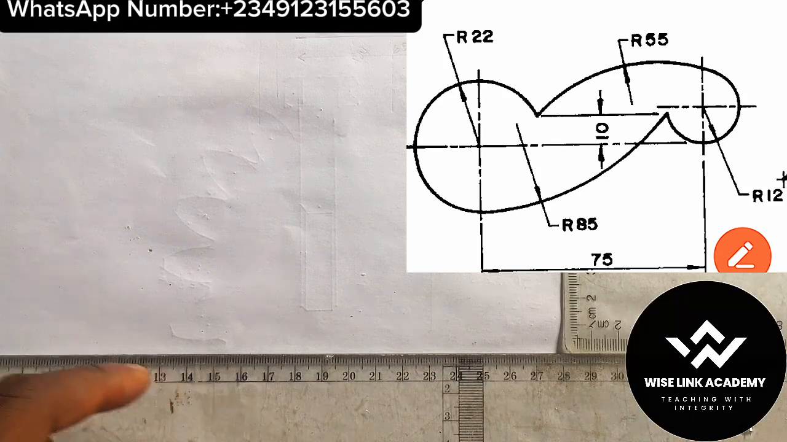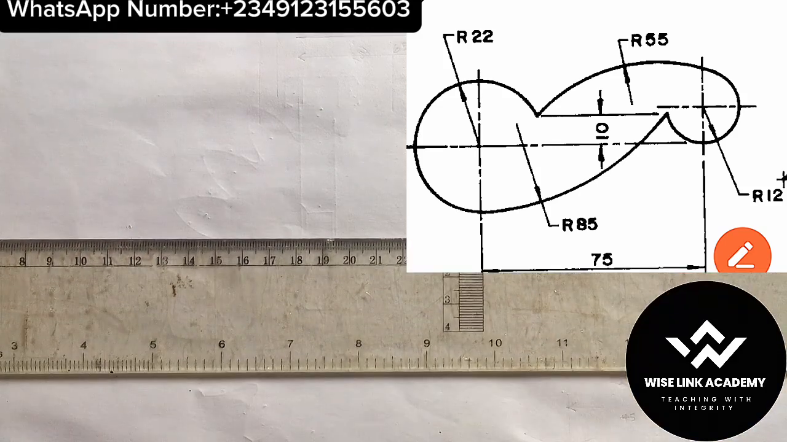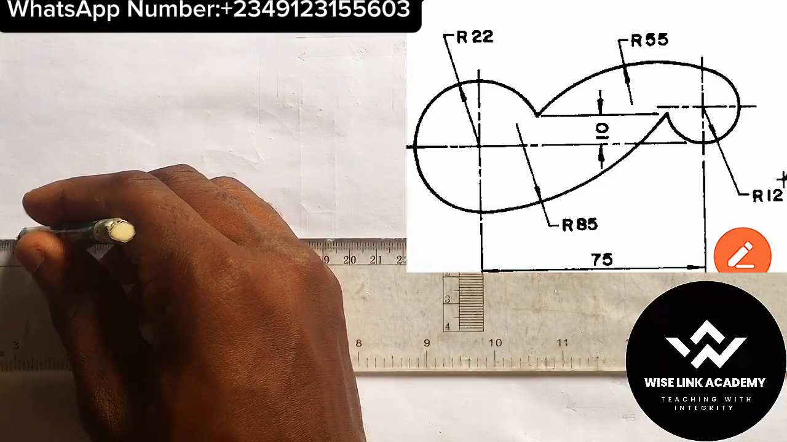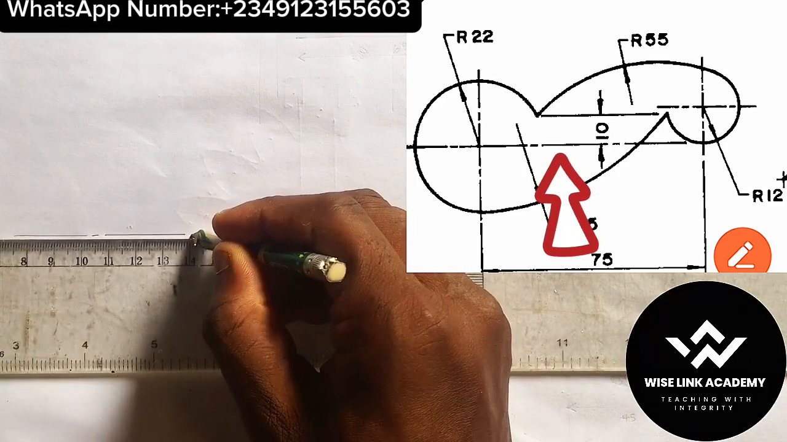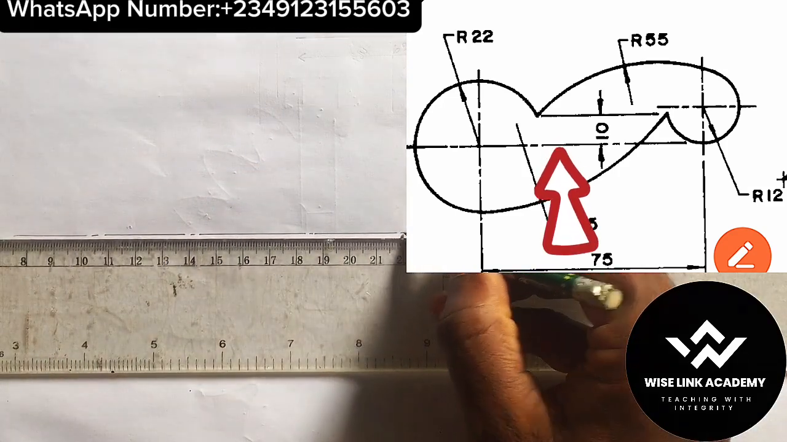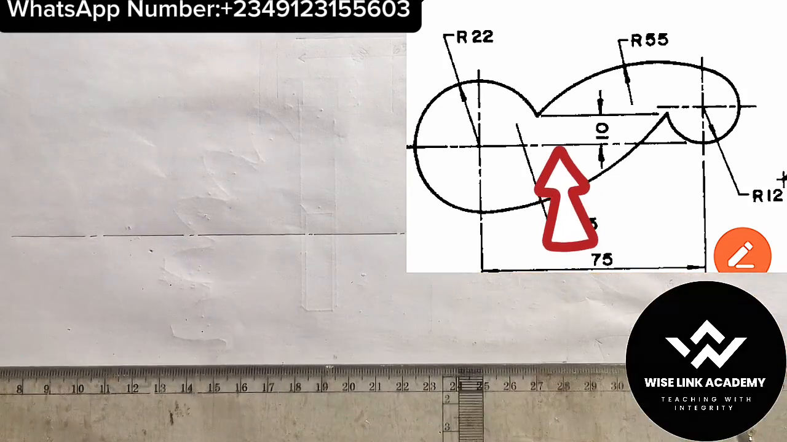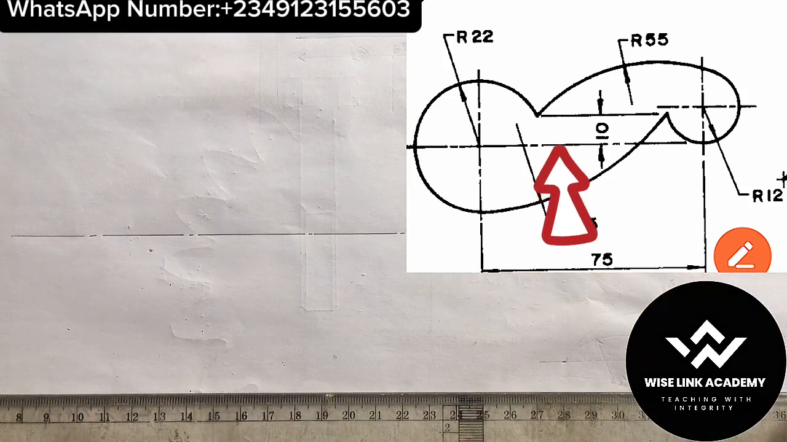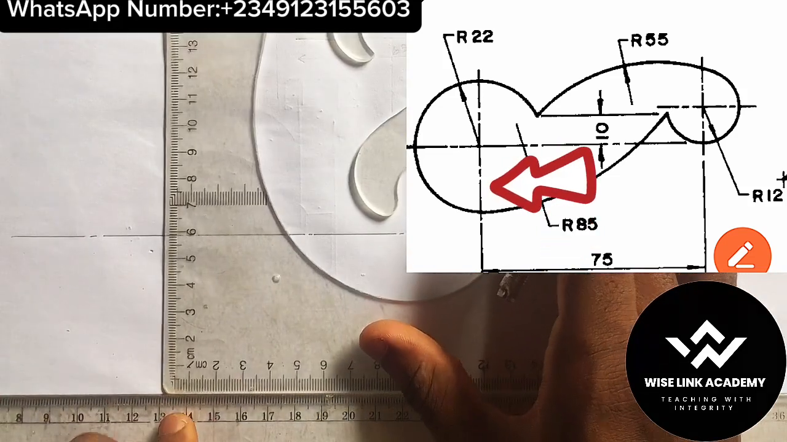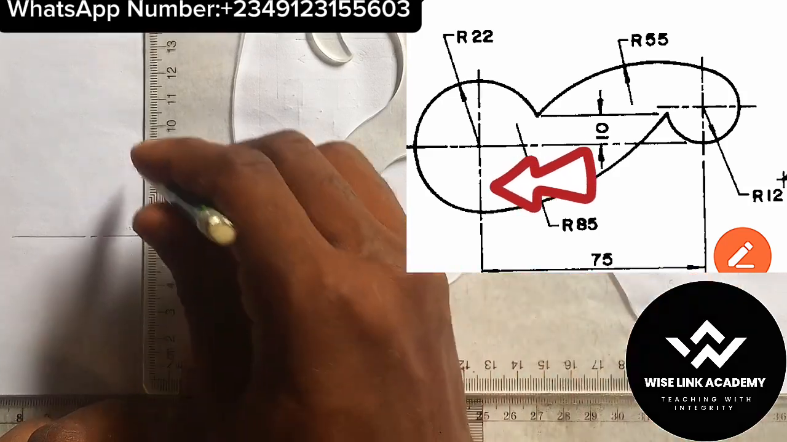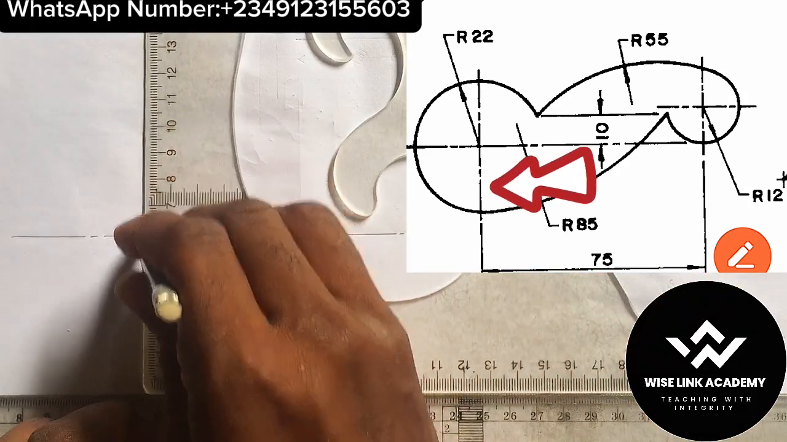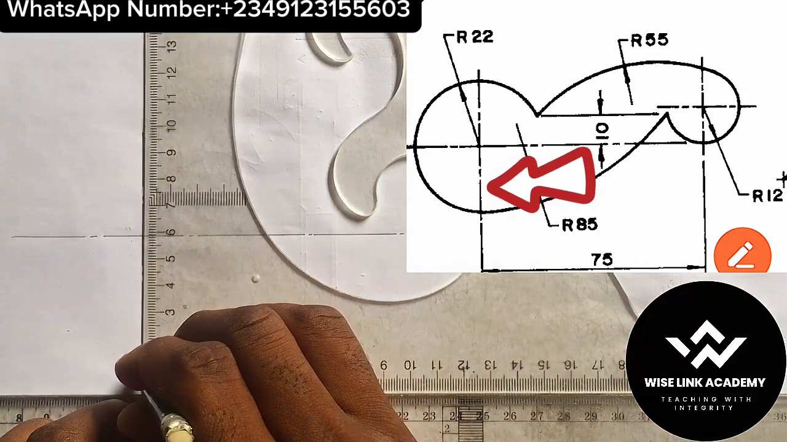My first task to draw that figure is to draw a horizontal line, which I'll be doing in front of you. So long one, short one, long one, short one, long one, short one. When you are done with the horizontal line, what next? I'll pick a point, come to this point here. I'll draw long one, short one, long one, short one, long one, short one.